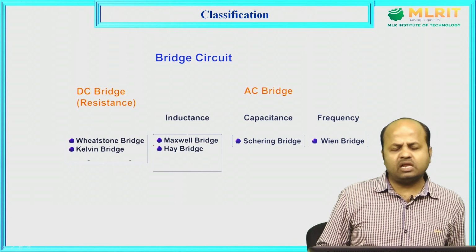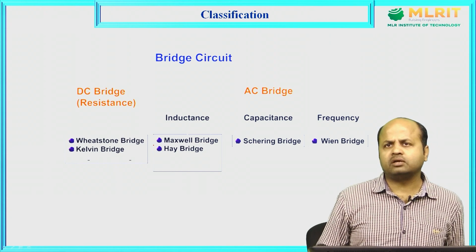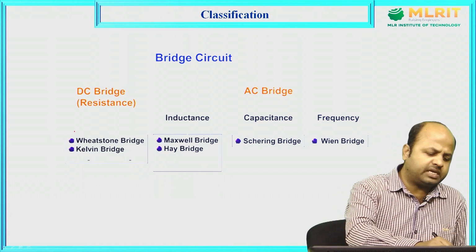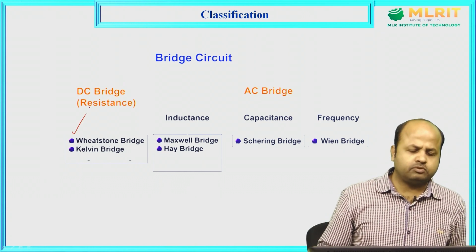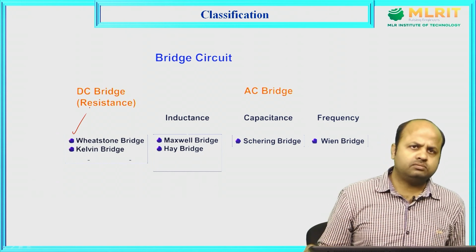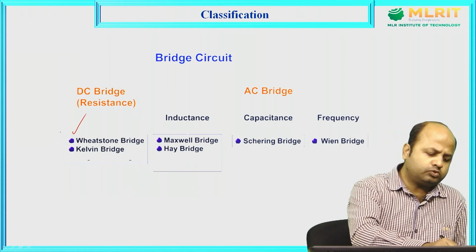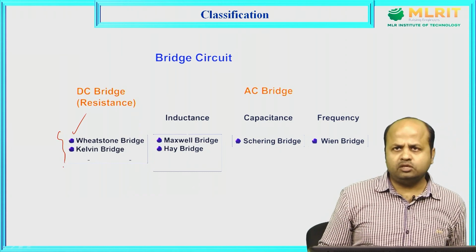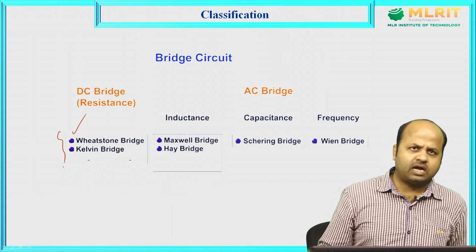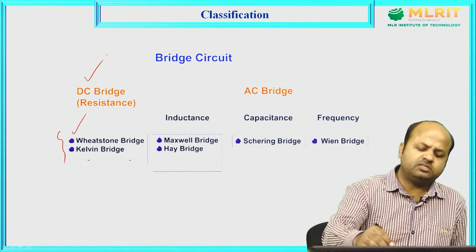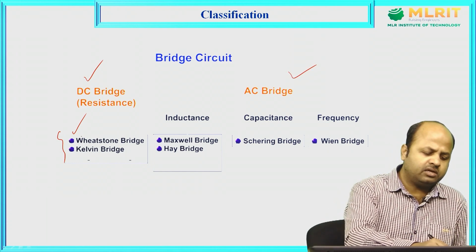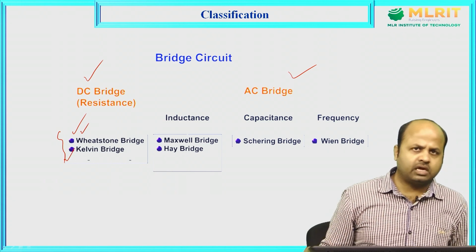So bridges are classified basically under 2 categories, DC bridge and AC bridge. Under DC bridge we can see that there are basically 2 types, one is Wheatstone, the other is Kelvin bridge. There are other bridges also, but basically these 2 bridges are widely used for various applications. Under DC bridge we have the Wheatstone bridge and the Kelvin bridge.